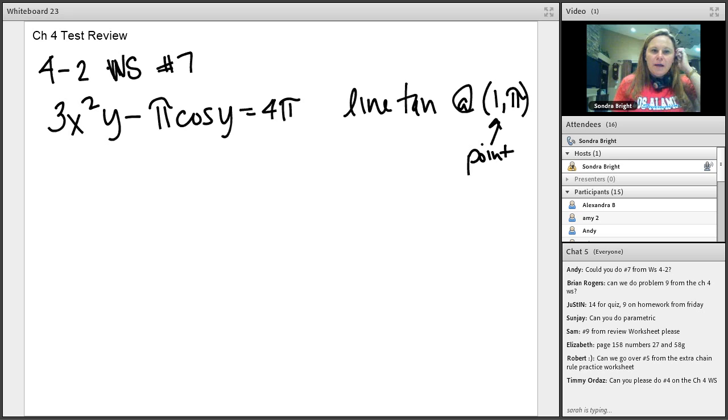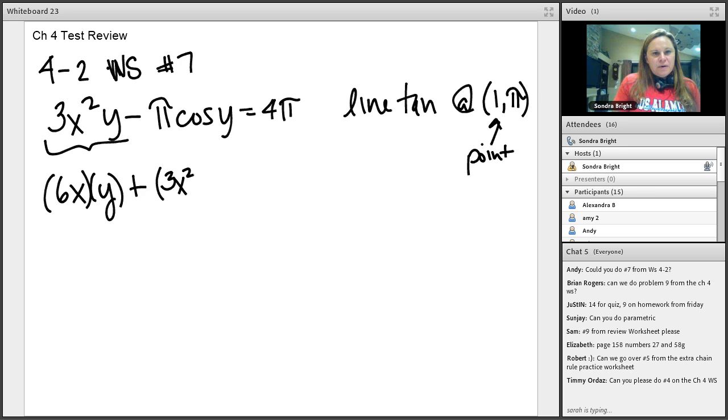There's no way to isolate this y value, so you've got to do it implicitly. We'll take the derivative of each of these. The derivative of this guy is product rule. So I would do the derivative of 3x squared, which is 6x, times y, plus 3x squared times the derivative of y, which is 1, but because we're doing it with respect to x, times dy/dx. Then we have a minus pi cosine of y.